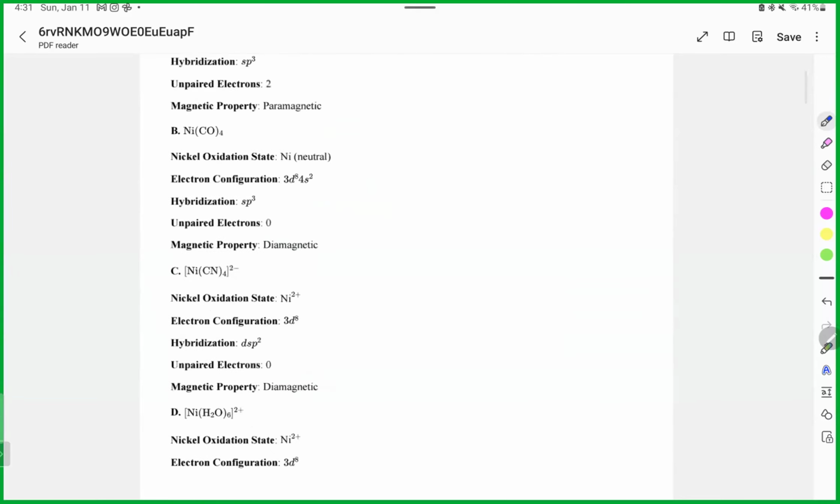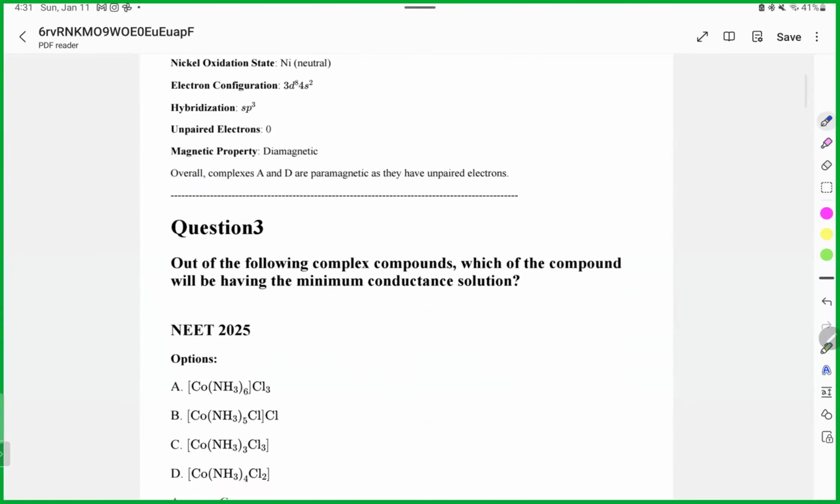So 2025 question. We already did this. Minimum number of ions, minimum conductance; maximum number of ions, maximum conductance. Here, if you see, you have 4 ions. Here 2, here 1, and 1. So the answer will be C and D both. And if you remember, in the NEET exam, both answers were considered. Right? Any doubt?